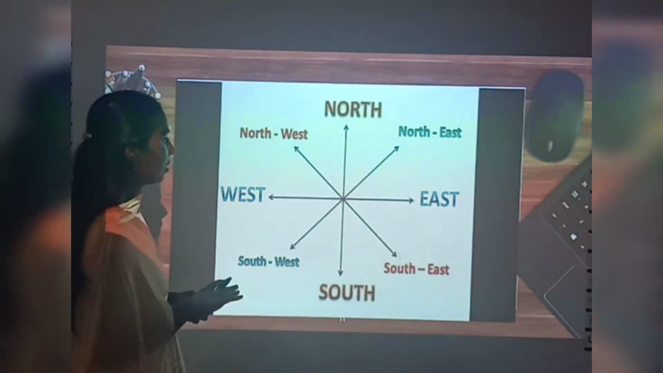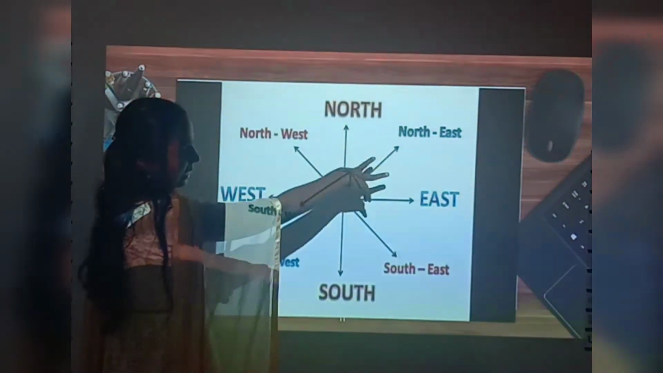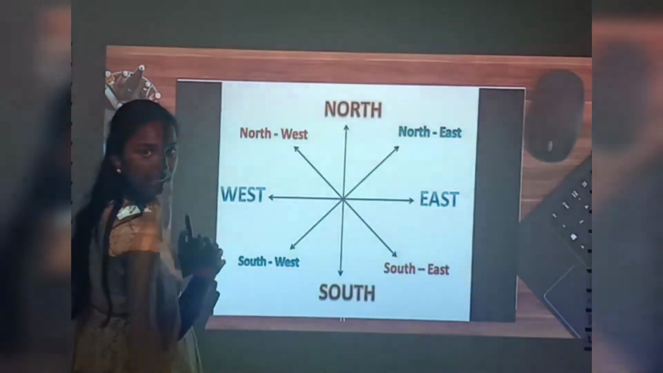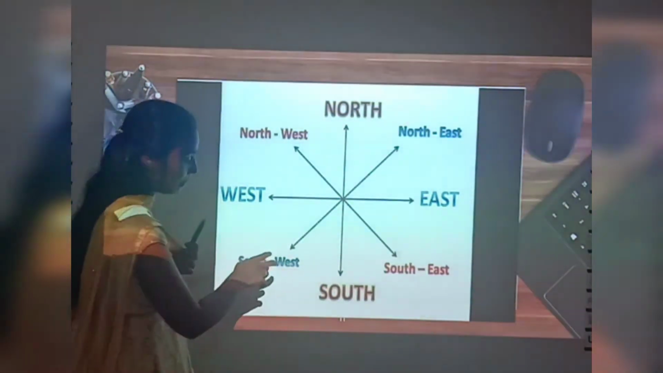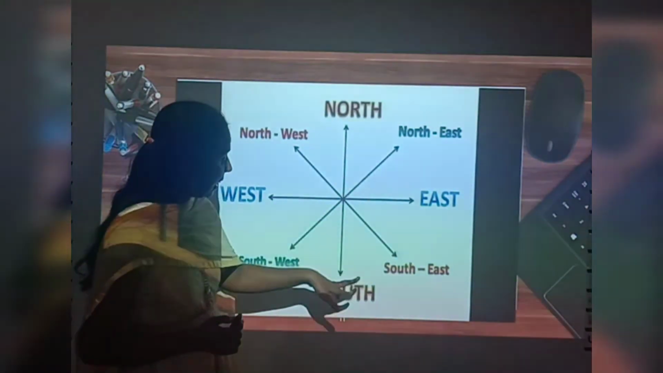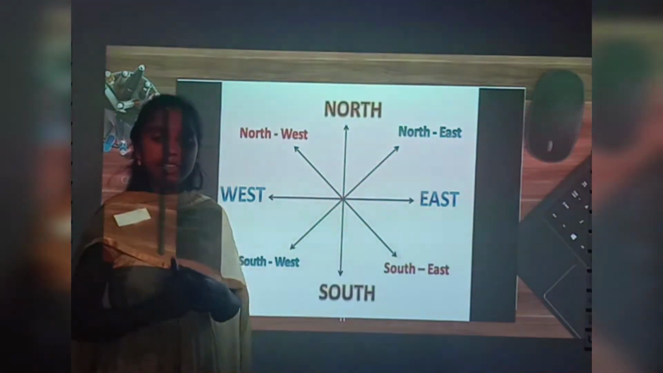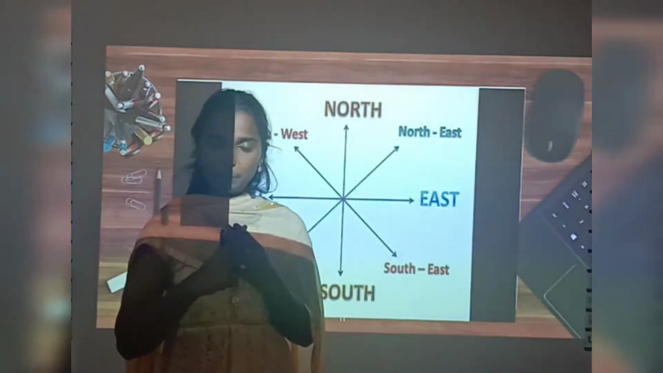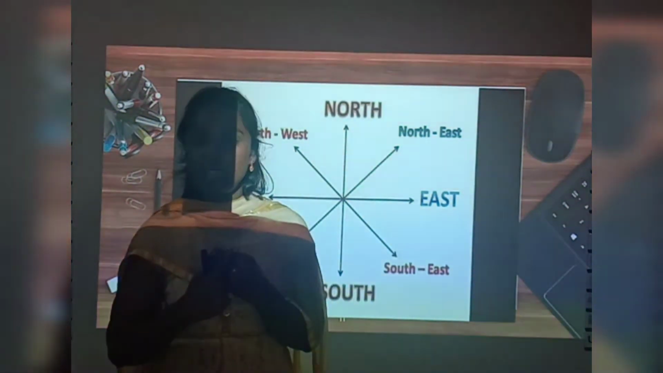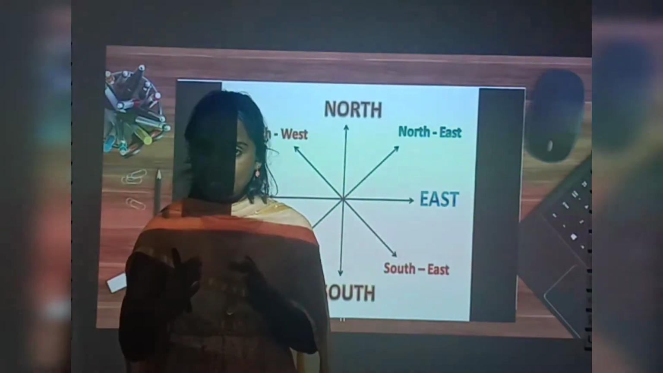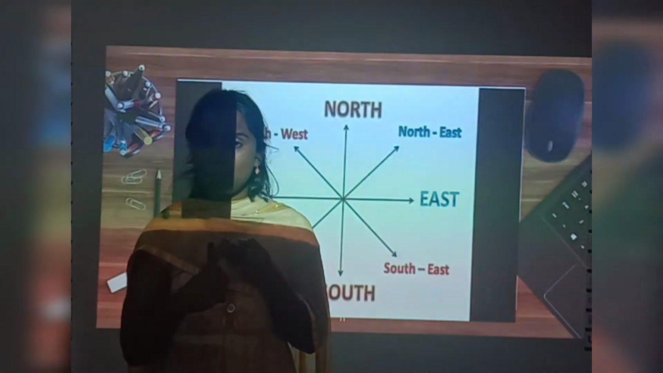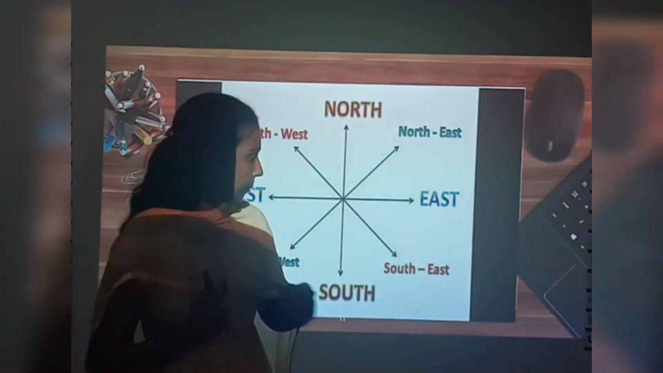Now we understood. So see, the area between the north and east will be northeast. The area between the north and west will be northwest. And again the area between south and west will be southwest. And the area between east and south will be southeast. Now say me, what are the four main directions? North, east, south and west. Now say me, what are the four sub-directions we have? Northeast, northwest, southeast and southwest.